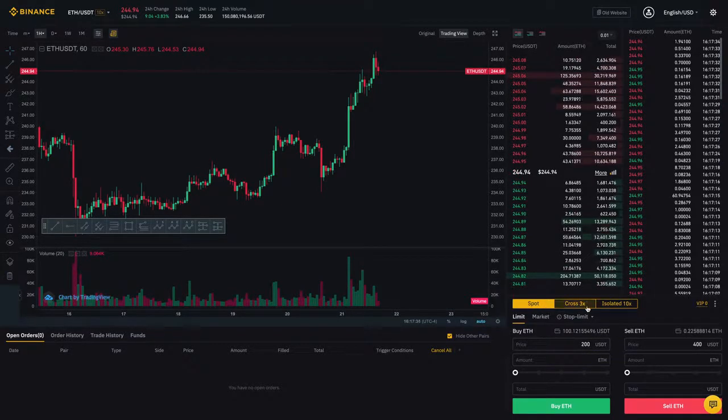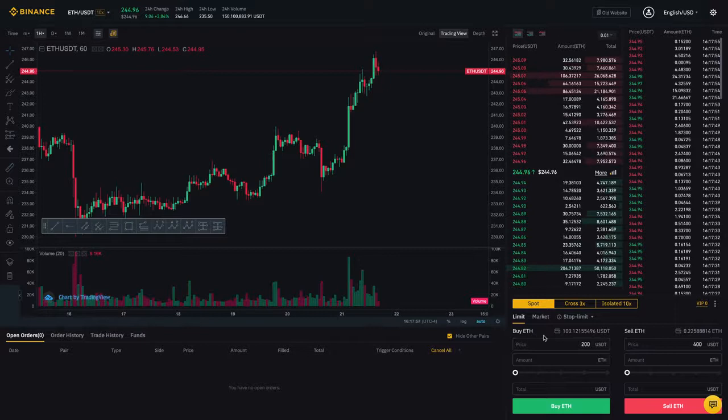So there's spot, cross, and isolated. Now they're all a little bit different, and you might be confused as to what those are. So again, in this video, I'll be breaking down what the differences are between these three and some of these functions over here, right? I'm going to do that for both the buy and sell side.